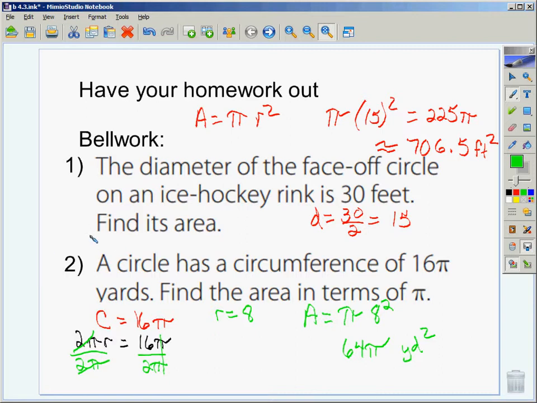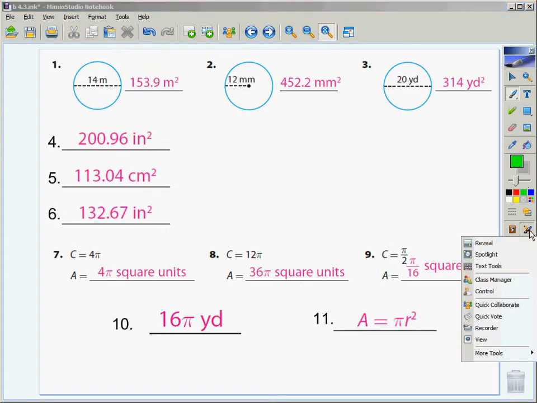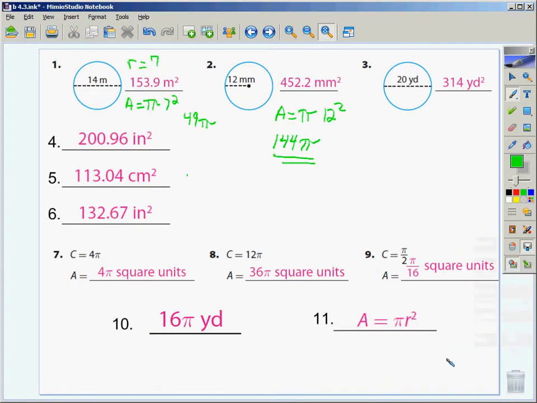Questions on the bell work? That's correct. You don't multiply by 3.14. You just leave pi there. It's actually easier to leave pi in the answer than it is to do the extra multiplication. Okay? Homework then. There's the first 11. Okay. Number 7.